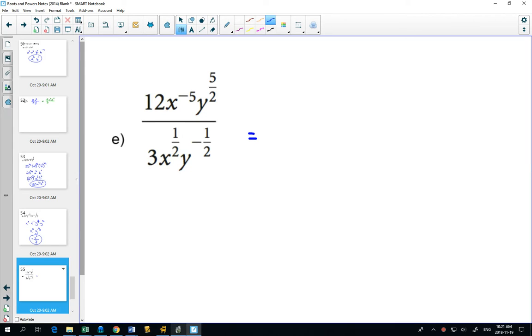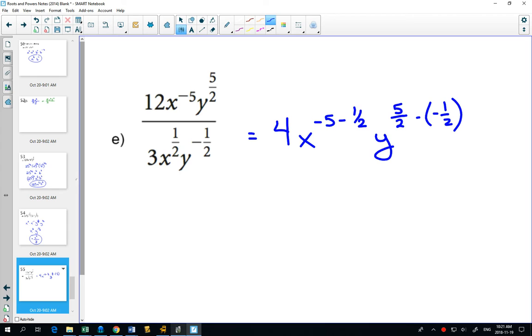So looking at the numbers, 12 over 3 will simplify to 4. We're dividing, so if we have the same bases, we can subtract the exponents. Right now, on the top I have negative 5, and I'm going to subtract, on the bottom, a half. And for y, in my numerator I have 5 halves, and in my denominator I have a negative a half. So I'll just show the subtracting that way.